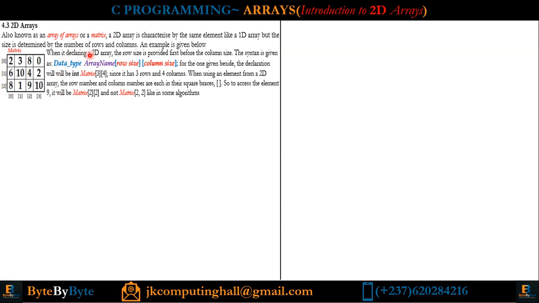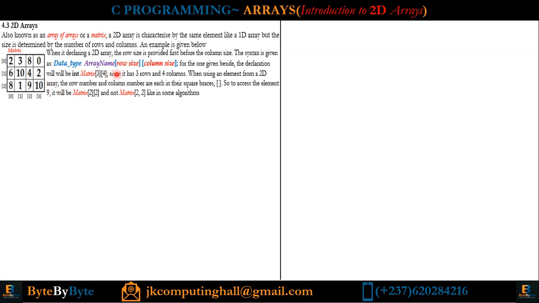When declaring a two-dimensional array, the row size is provided first before the column size. The syntax is given as: data type, array name, row size, column size. So for the one given beside, the declaration will be data type integer, the name matrix, how many rows? 1, 2, 3. 3 rows. How many columns? 1, 2, 3, 4 columns. So to declare this, I'm going to have int matrix[3][4], since it has 3 rows and 4 columns.